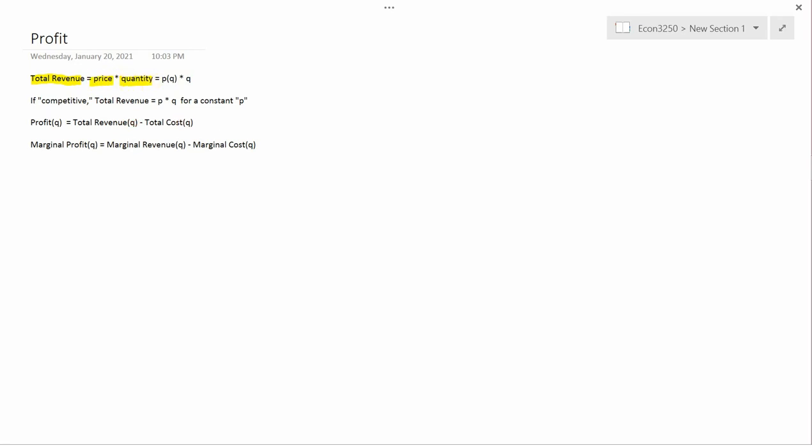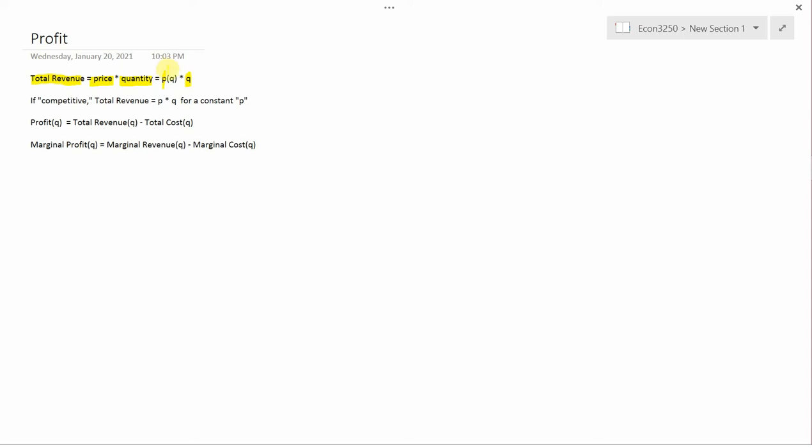So if a firm sells a certain quantity, like the firm sells 10 units of a product, and the price is $5 a unit, then the total revenue is $50. We'll abbreviate price with P and quantity with Q. And so total revenue, price times quantity, is P times Q.